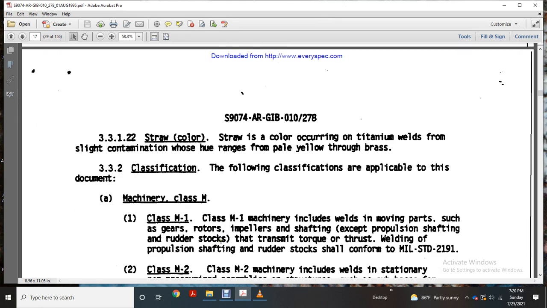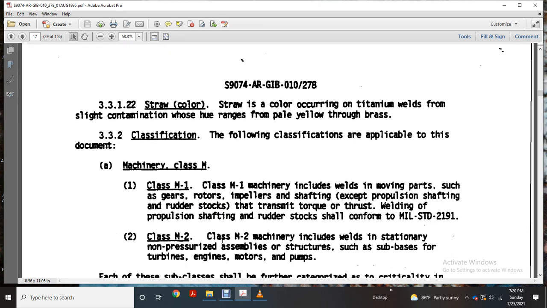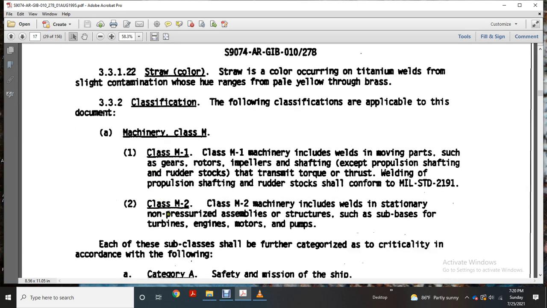Machinery M1. Class M1 includes the welds of the moving parts of the gears, rotor, and impeller with the shafting, except for propulsion shafting and rudder stock which transmit the torque and thrust of the welding. Propulsion shafting and rudder stock with the tail conform with military standard 2191. Machinery class 2. Machinery class 2 includes welds with the stationary non-pressurized assembly with the structure for the sub-base for the turbines, engines, and motors and pumps.